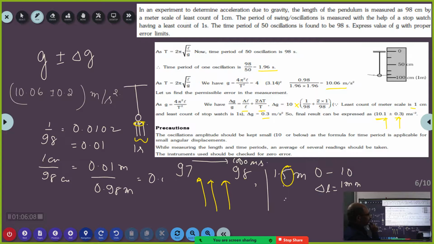Here, they are multiplied by 10. Okay, fine. That's a good observation. Very good. Correct. What you have said there is very, very correct.